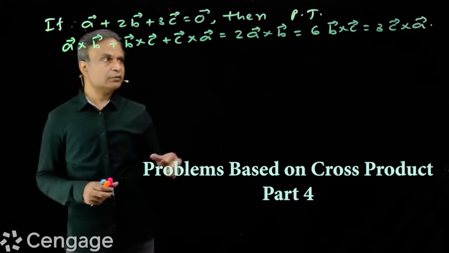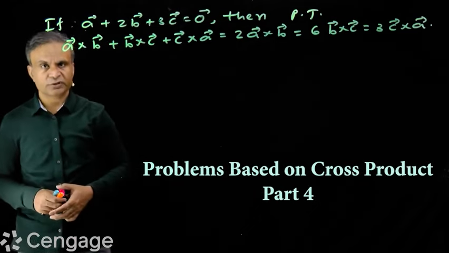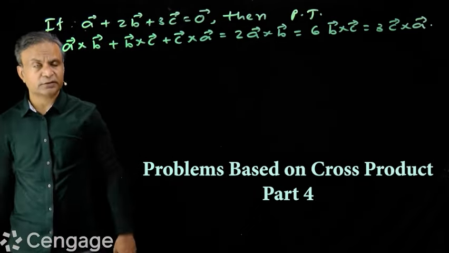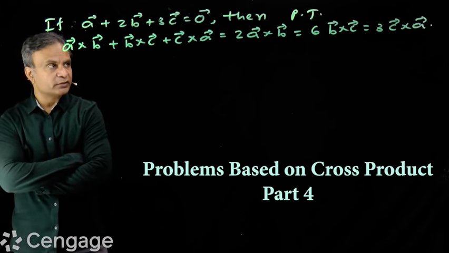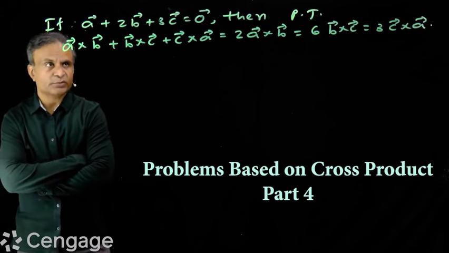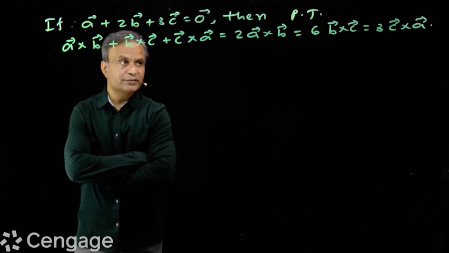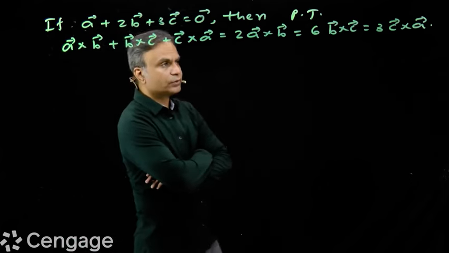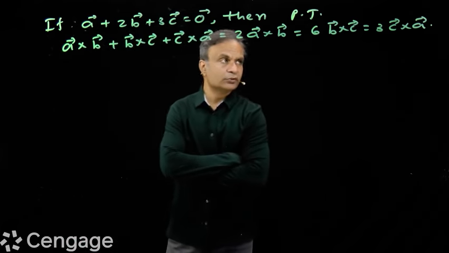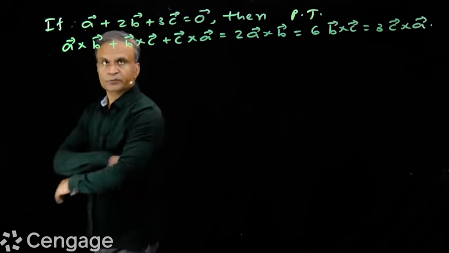Like we have this question based on the standard result. Question is: if the sum of vectors a, 2b and 3c is a null vector, then prove that a cross b plus b cross c plus c cross a is equal to 2 times a cross b, or 6 times b cross c, or 3 times c cross a.